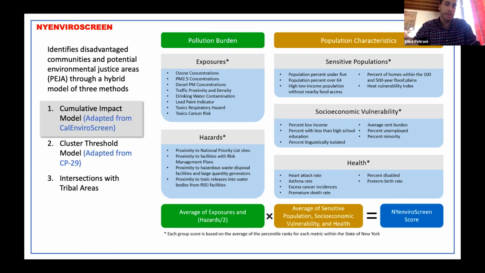This framework is adopted from California's Cal Enviro Screen, and it's been heralded as a really useful tool in helping to ensure that environmental justice is realized in California. So we think it's a good tool to adopt for our program in New York, and we incorporated some additional aspects like sea level rise and heat island effects to try and address some risks from climate change that New Yorkers are going to face.